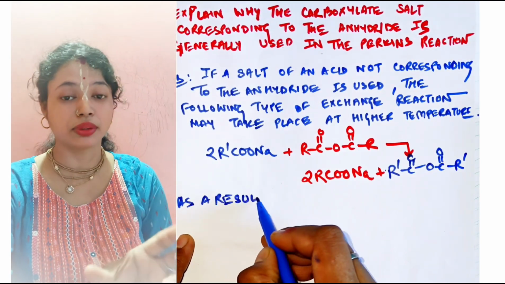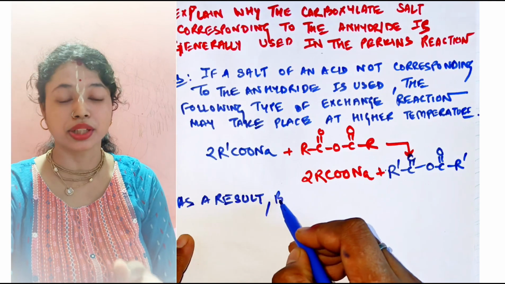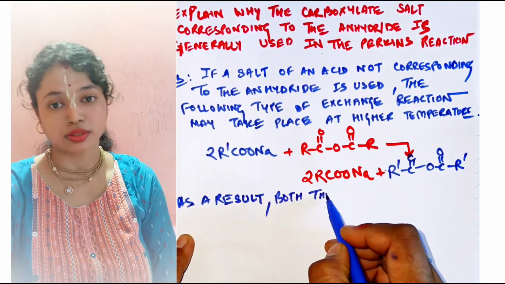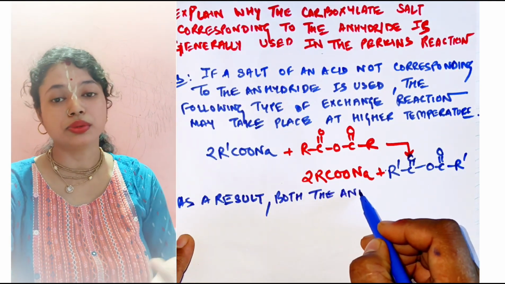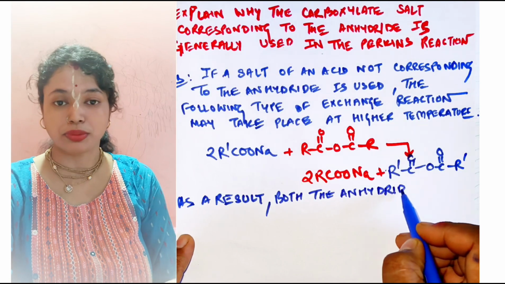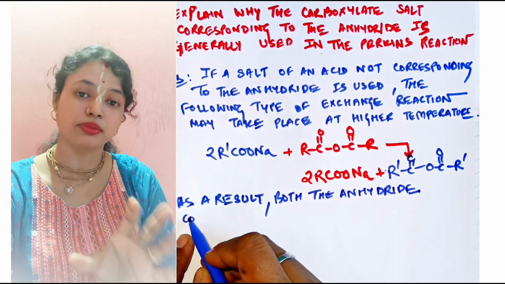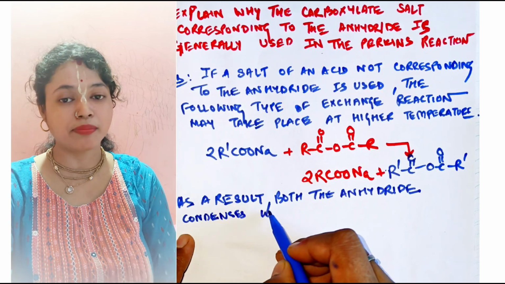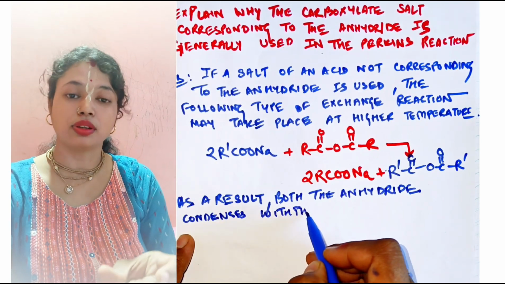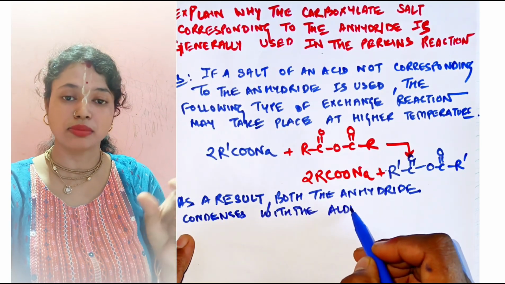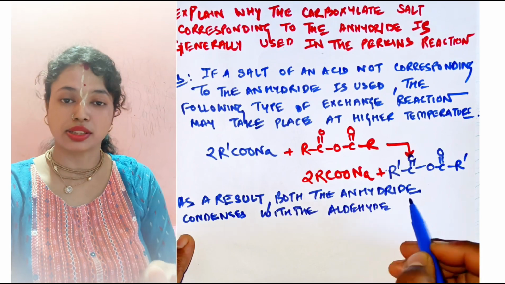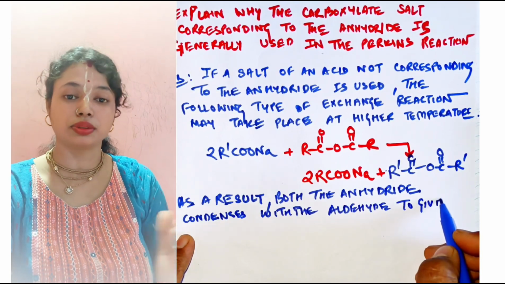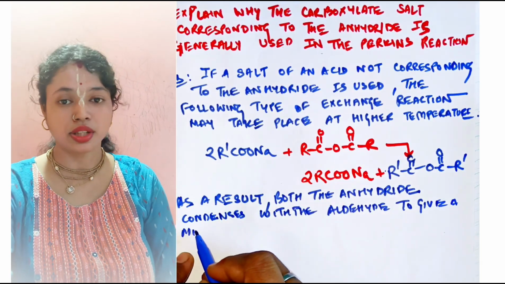Then we are going to face a problem, because we are going to get two different alpha beta unsaturated products in the reaction medium, and we will not be able to separate them. So it's better we use the same anhydride and the same sodium salt of the acid, the same as the anhydride which we use while doing the reaction mechanism.